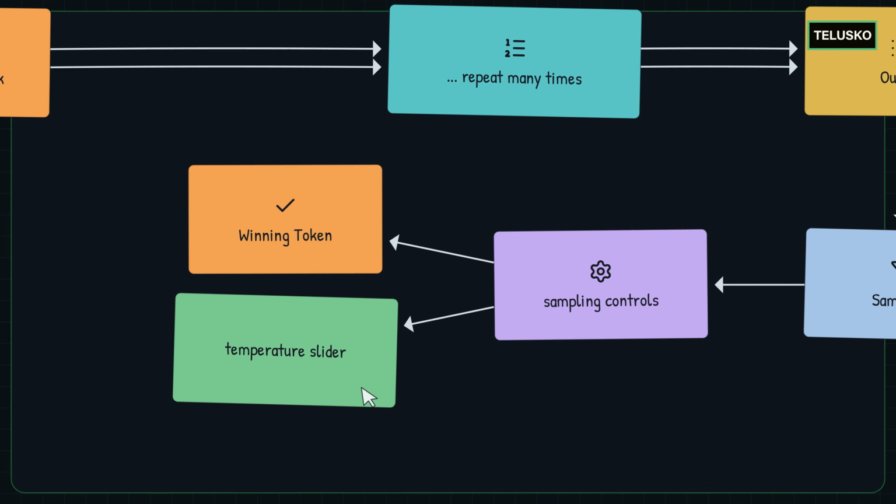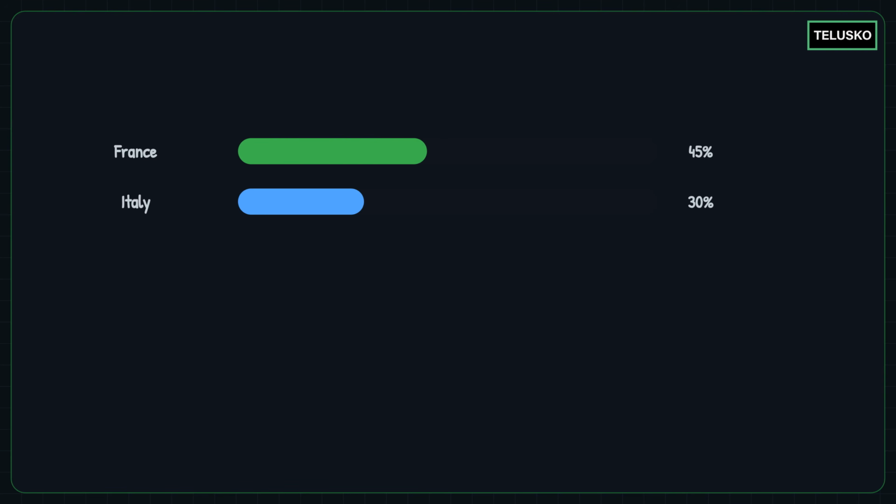Next, let us look at top P, trimming the list before the pick. Now that temperature has reshaped the probabilities, we still face a crowded shortlist. Temperature changed the shape of the list, but this new setting changes which entries are even allowed in the running. See, top P works by keeping only the smallest group of top tokens that together cover most of the probability. It throws the long tail away entirely.